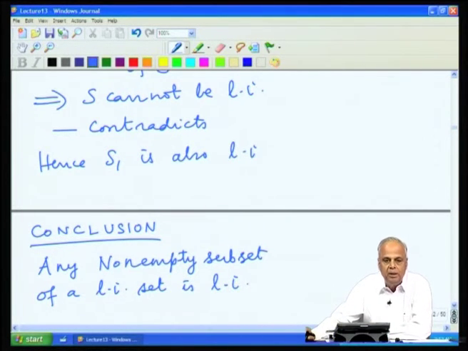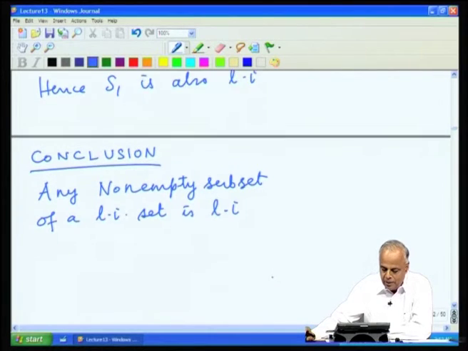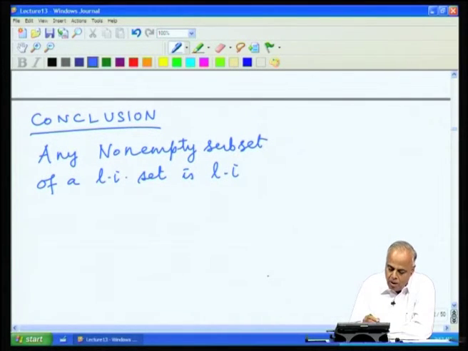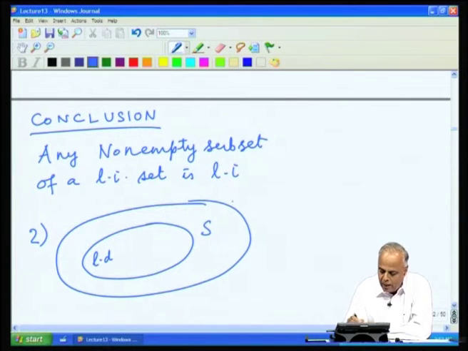Subsets of linearly independent sets are linearly independent. So, it is like a hereditary property, because it is sitting inside a linearly independent set, it automatically possesses that gene of being linearly independent. An analogous property is that if we start with a set S which is linearly dependent, anything above that must be linearly dependent.